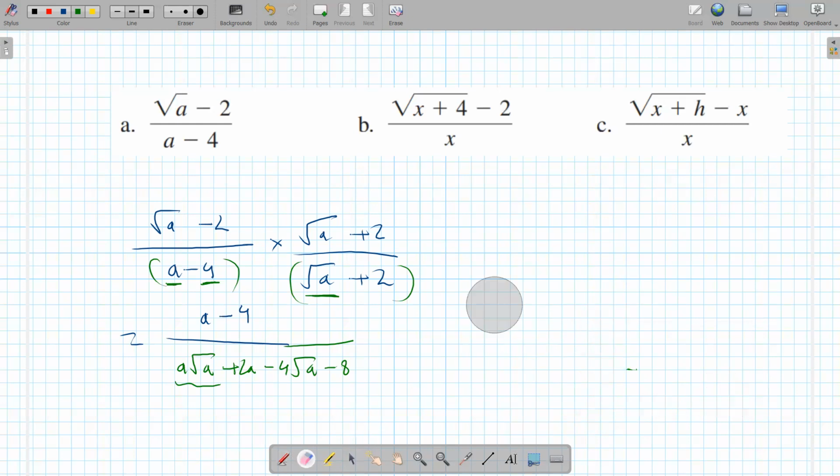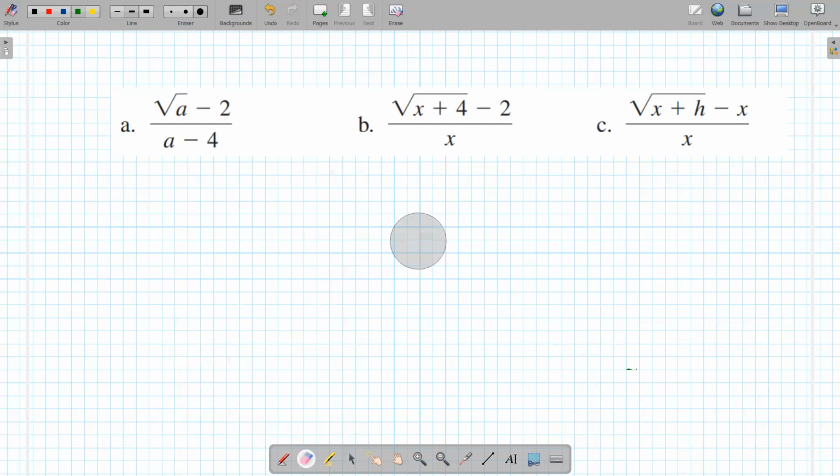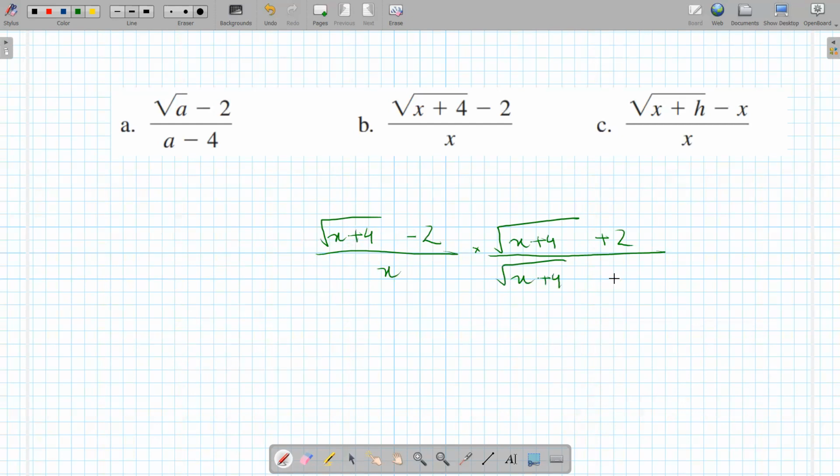We'll just do one of these. Let's do B. What's the conjugate here? Again, we're trying to rationalize the numerator. Root of x plus 4 plus 2. Right, so it'll be root of x plus 4 plus 2. What do we get up top?